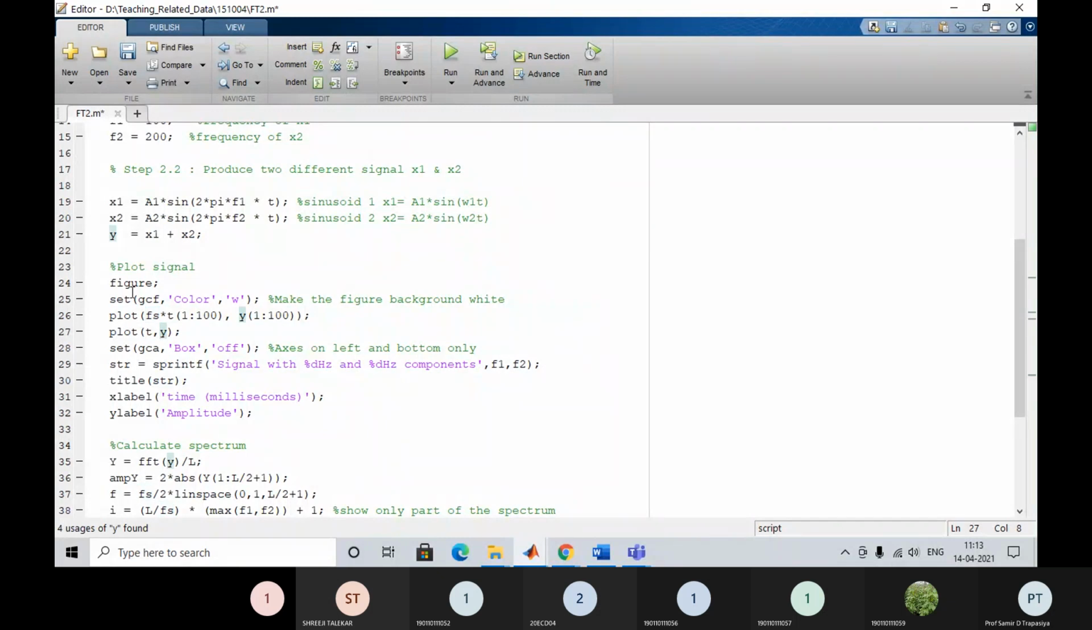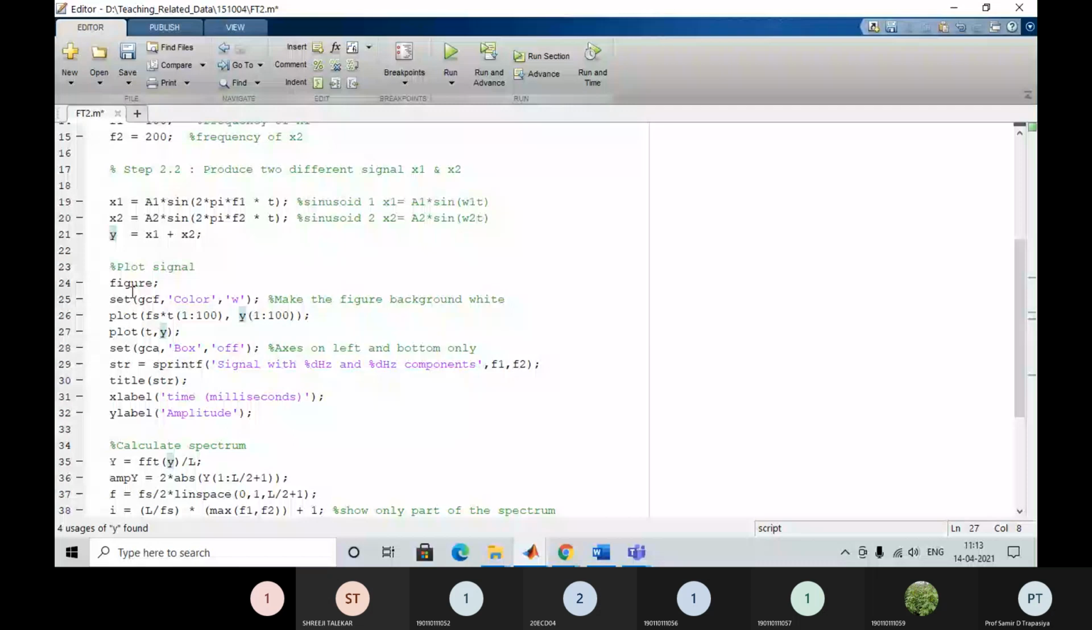Now we can give some title to the signal. The X label is time domain, the Y label is amplitude. So we give the time label on the X label, we give the Y label, title, etc. So these are all the things. Now this first part is complete, right?